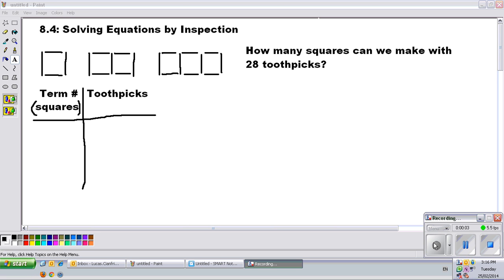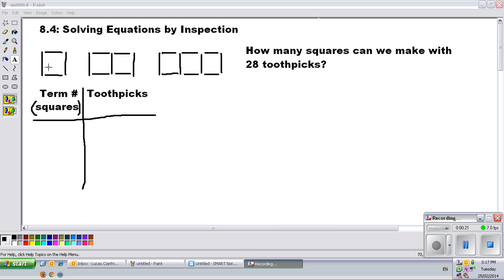Today we are doing 8.4, solving equations by inspection. Our question is, how many squares can we make with 28 toothpicks? If we look at the diagrams that are given, they give us three diagrams.